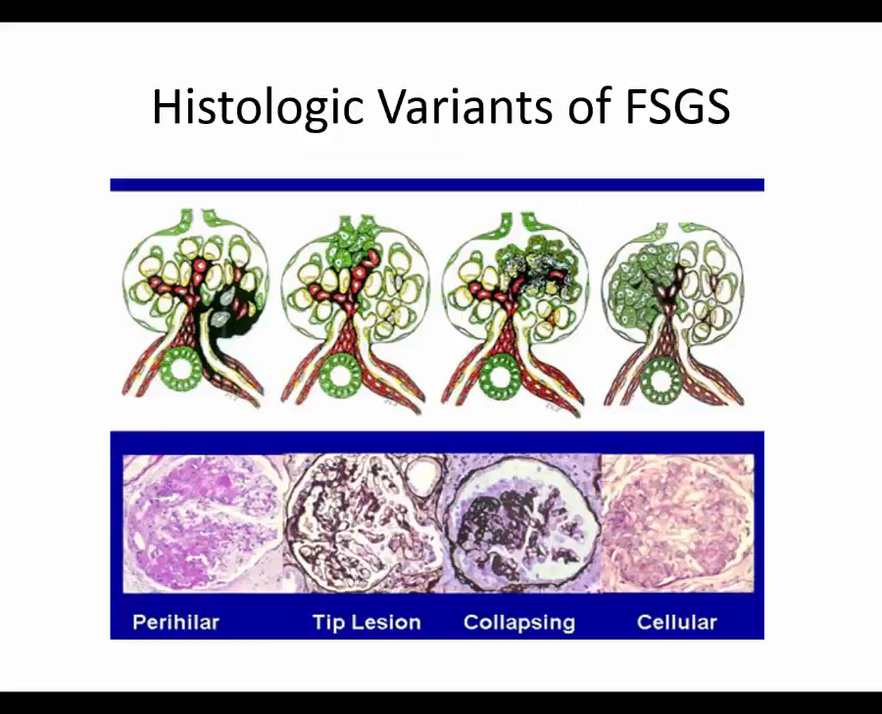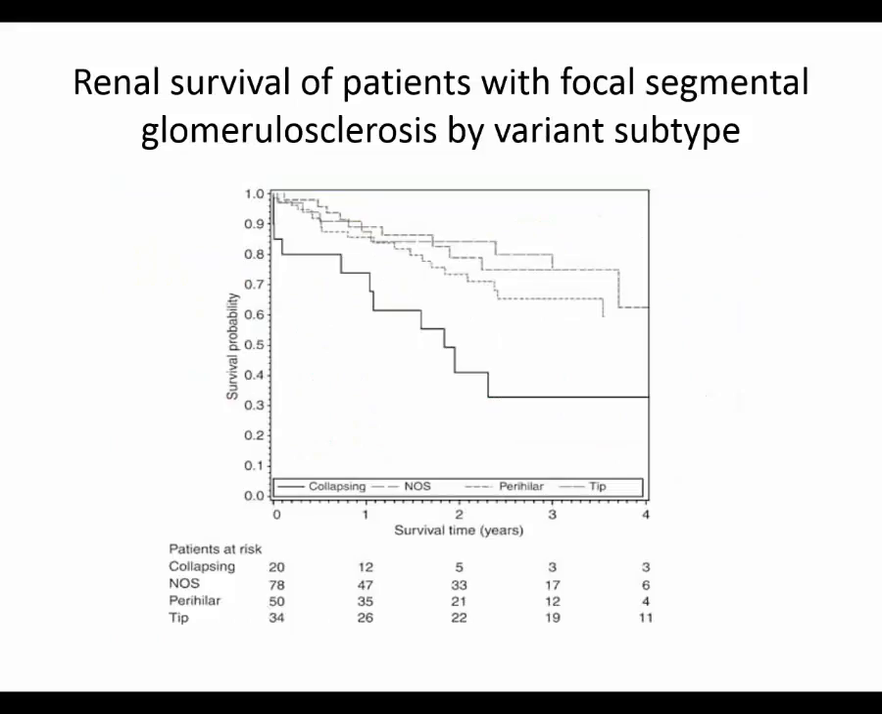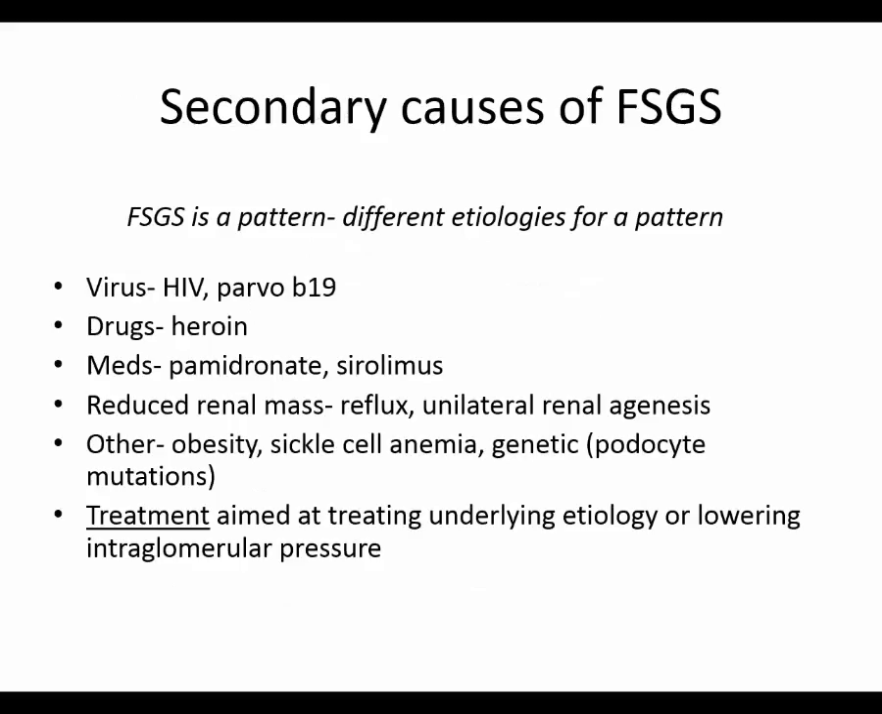I think I have it in the next slide after that. But one is their overall prognosis, depending on the type of lesion. So we will just simplify this slide as the solid line is the collapsing and all the others are dotted here. So if you look at the renal survival, it is the worst with the collapsing FSGS. With all the others, it's better. With the tip lesion, it's usually the best.